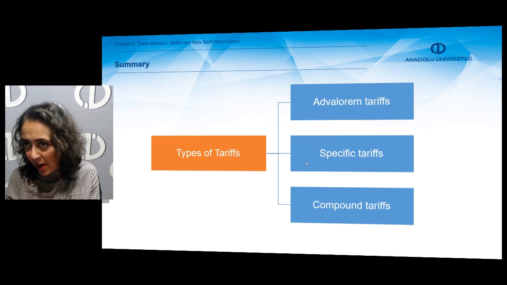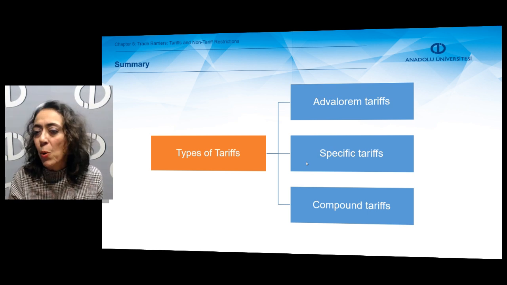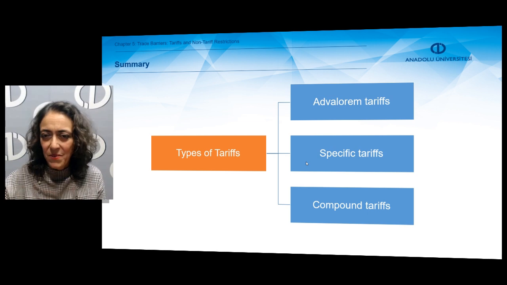its imported price. Specific tariff is a specified or fixed sum that is imposed on an imported commodity. On the other hand, compound tariffs are a mixture of ad valorem tariffs and specific tariffs.